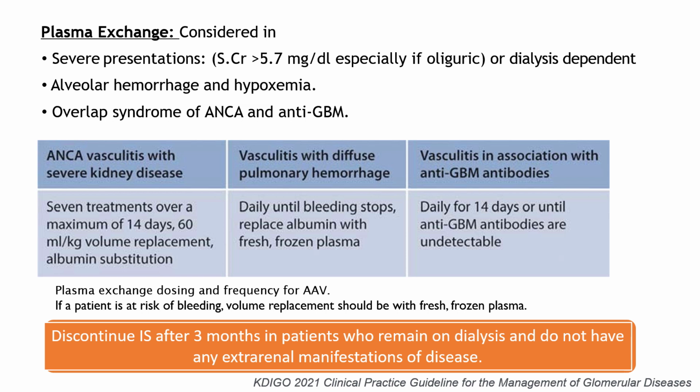If you have vasculitis in association with anti-GBM, you have to do the plasma exchange daily until anti-GBM are undetectable for 14 days. So discontinue immune suppression after 3 months in patients who remain on dialysis and don't have any extrarenal manifestation of the disease. So this patient would not benefit from immune suppression.